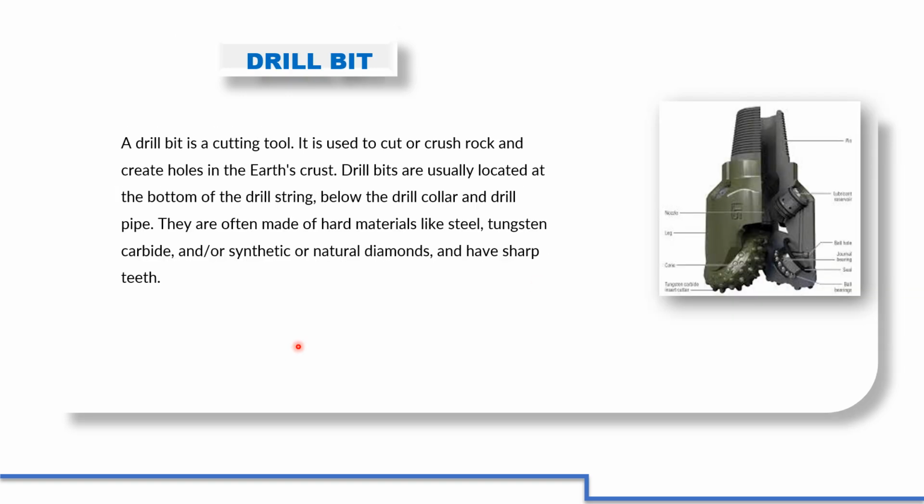Now the drill bit. This is an image of a drill bit. There are very small other parts in the drill bits. What is a drill bit? A drill bit is a cutting tool. It is used to cut or crush rock and create holes in the earth's crust. Drill bits are usually located at the bottom of the drill string. The last item of the drill string is the drill bit, below the drill collar and the drill pipe. They are often made of hard materials like steel, tungsten carbide, and synthetic or natural diamonds, and have sharp teeth, which create the hole in the earth, in the soil, in the rock.